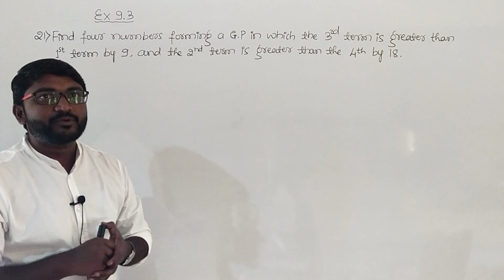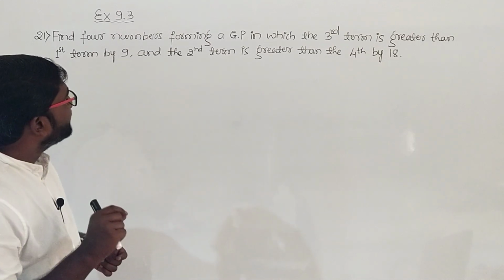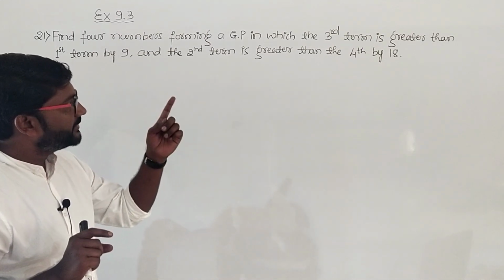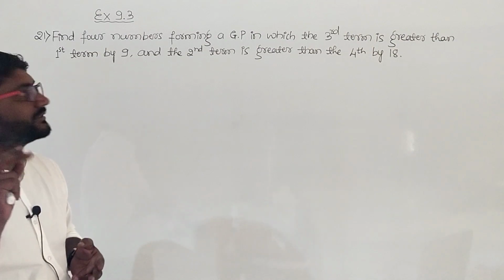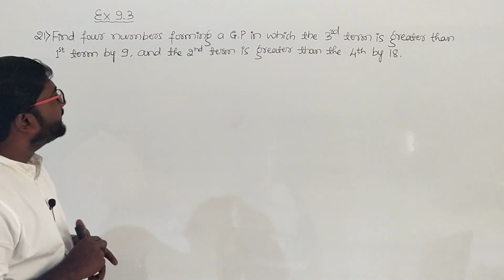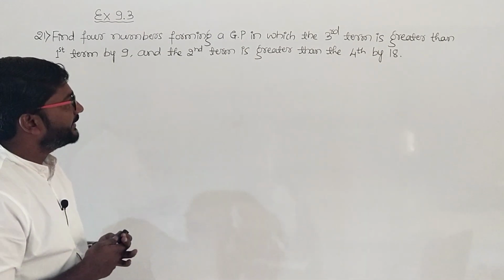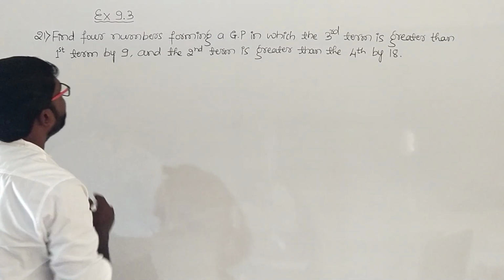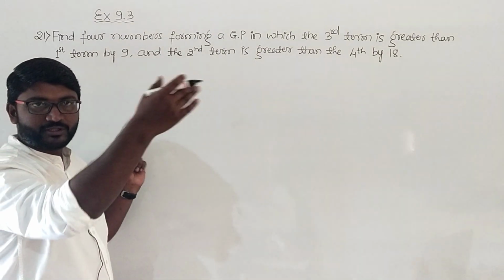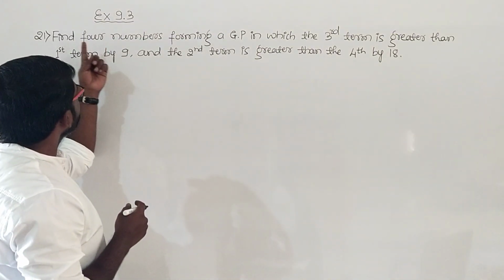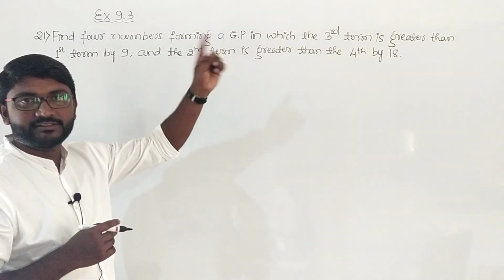Well, the 21st problem: find 4 numbers forming a GP in which the third term is greater than the first term by 9 and the second term is greater than the fourth by 18. So we'll write the given information and we will have to find the first 4 terms of a geometric progression. That's what the question is. Find 4 numbers forming a GP.